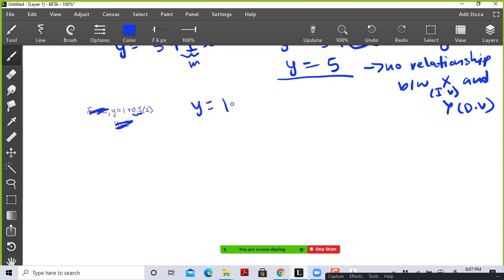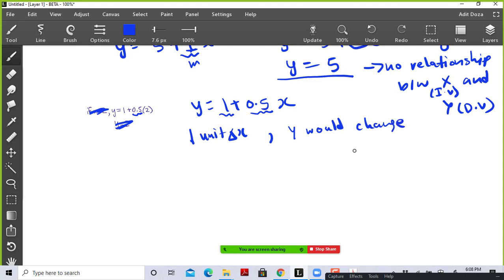It's one, I guess. No, I think that's the y-intercept. Well, 1 is the beta naught, right? But this is the slope, the 0.5. Yes. So slope is 0.5. So that means for 1 unit change in x, let me denote it by this, how much would the y change? 0.5. Yes. So y would change by 0.5.